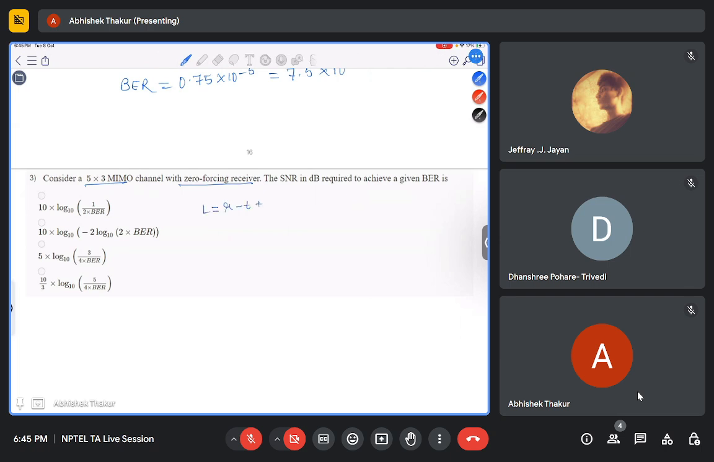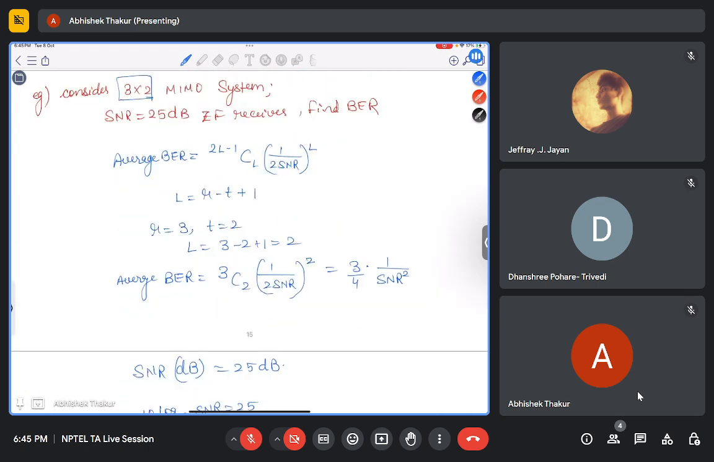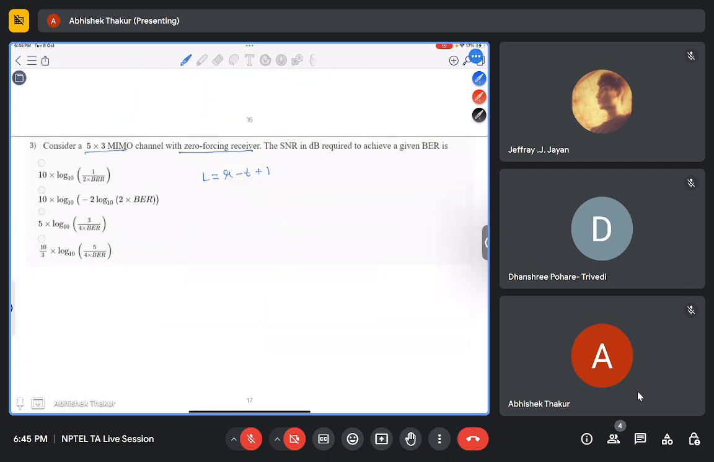Here L is equal to R minus T plus 1, and also the bit error rate formula is the same, we will use that. That is equal to 2L minus 1 C L, 1 by 2 SNR to the power of L. So our L value: here R is equal to 5, T is equal to 3, transmit antennas 3. So L is equal to 5 minus 3 plus 1, that is equal to 3. So bit error rate is equal to 5C3, 1 by 2 SNR to the power of 3.